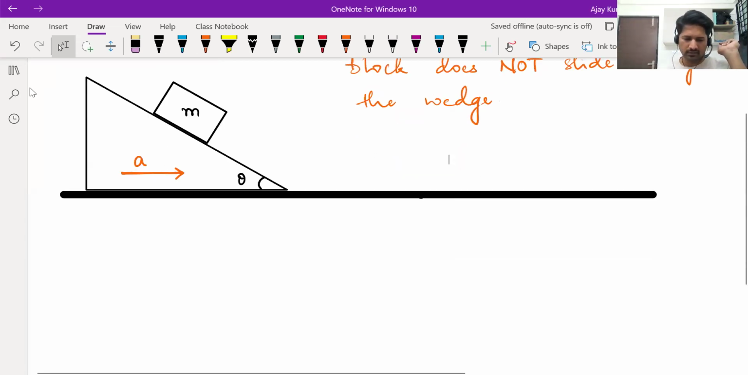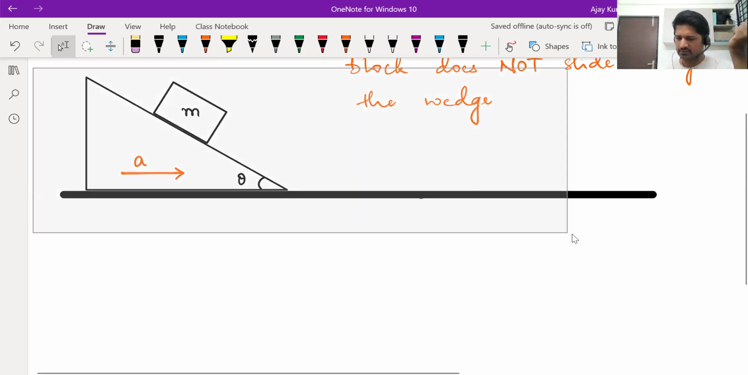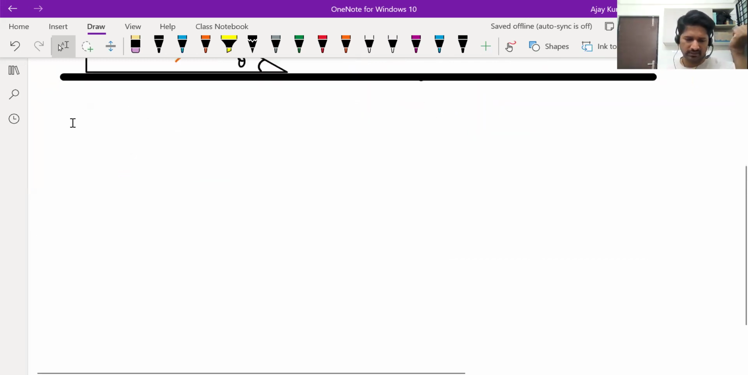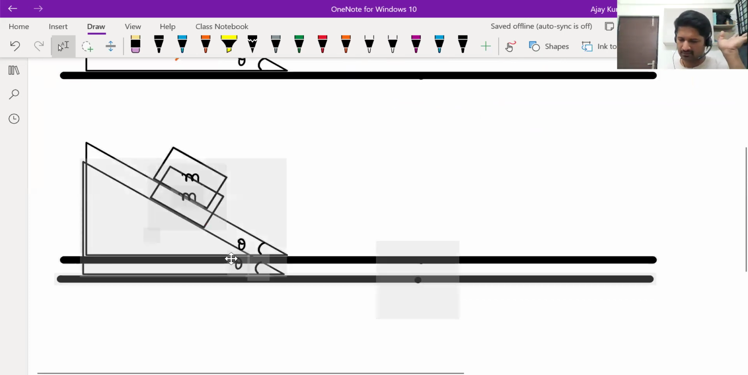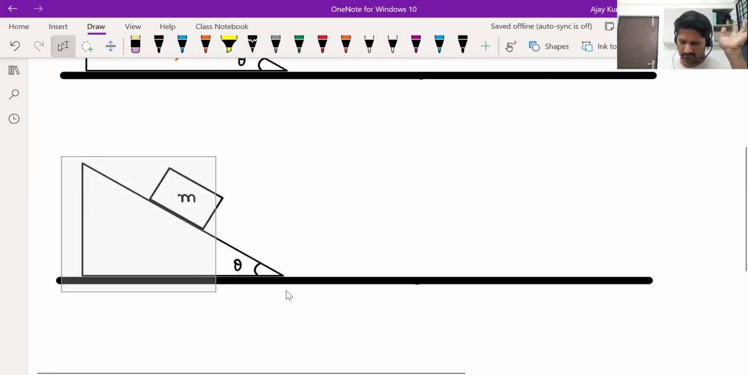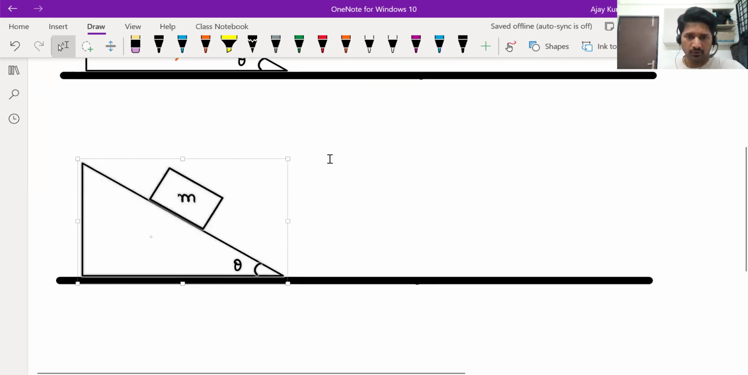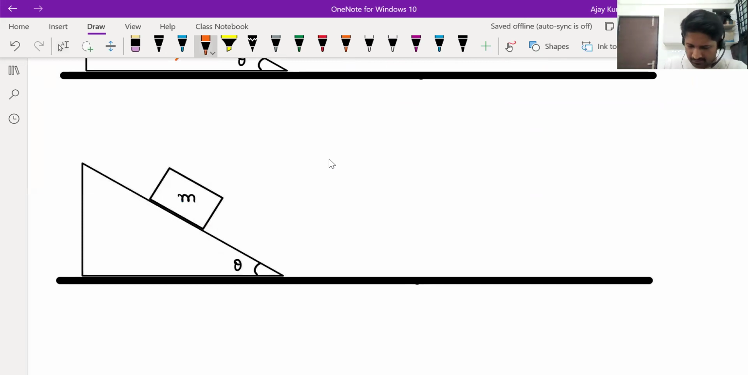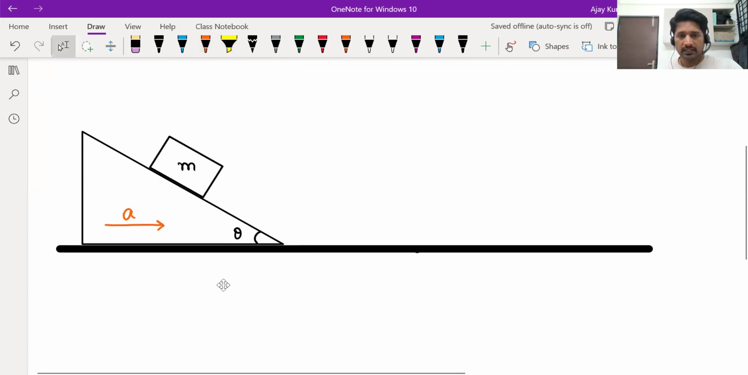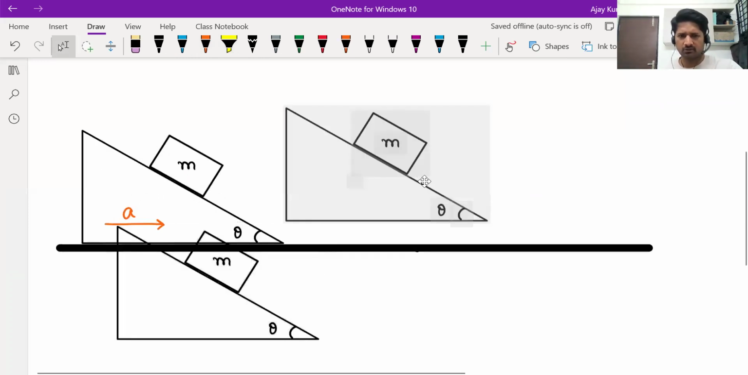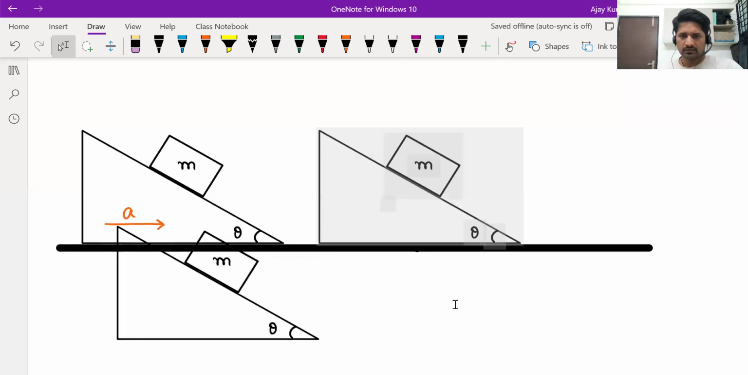So see, some of you may not be able to visualize how it is possible that the block does not slide along the wedge. Here is what happens. If you provide sufficient acceleration to the wedge, it will push the block. You know, the wedge will exert a normal force on the block, right?